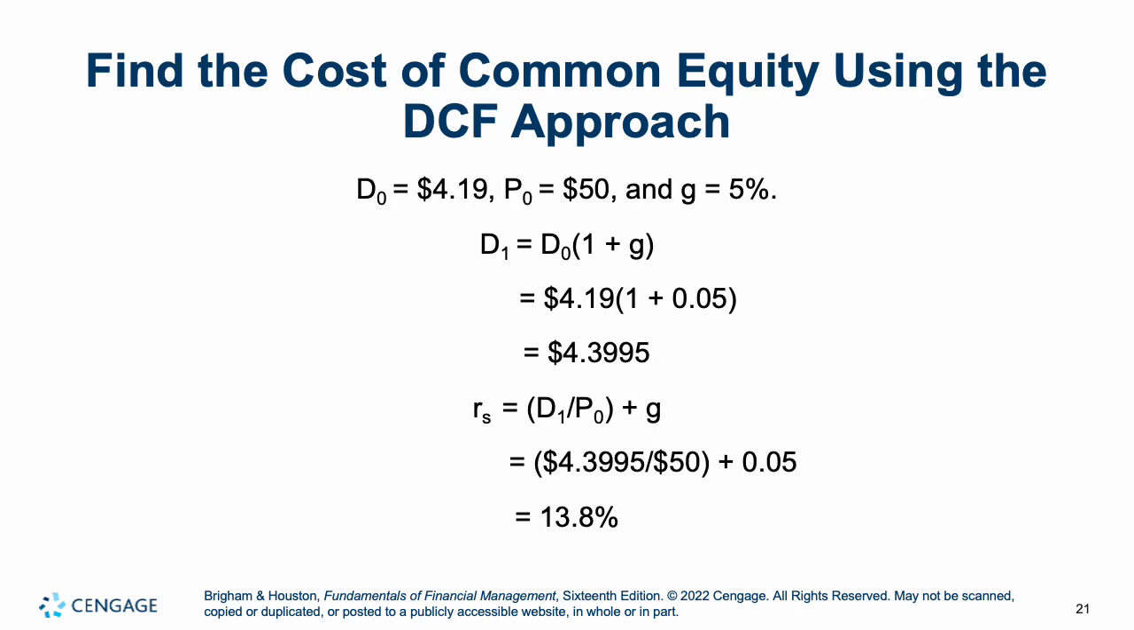If we use the discounted cash flow approach, it's close, it's a little less. Divide dividend 1 by price 0. So dividend 1 is found by just multiplying dividend 0 by 1 plus the growth rate. So here we go. And then we're going to divide that by price 0 and then add in our growth rate. And what do we get? 13.8%. That's if we use the discounted cash flow approach, or DCF approach.